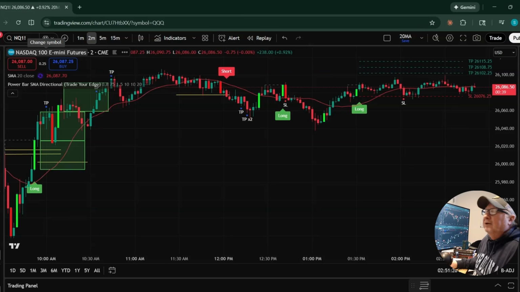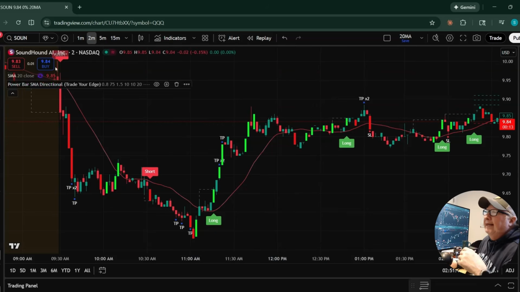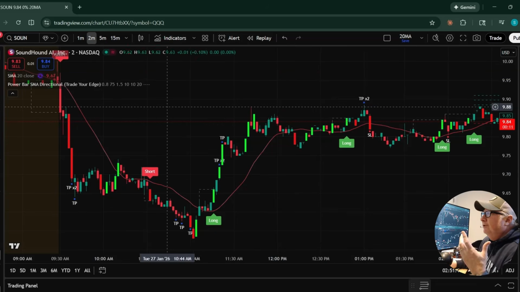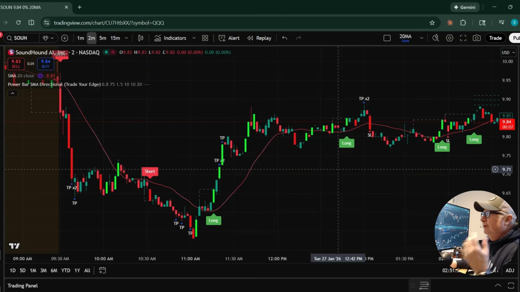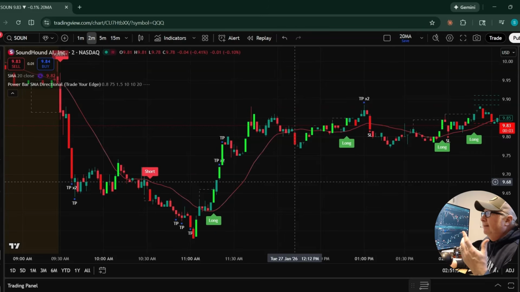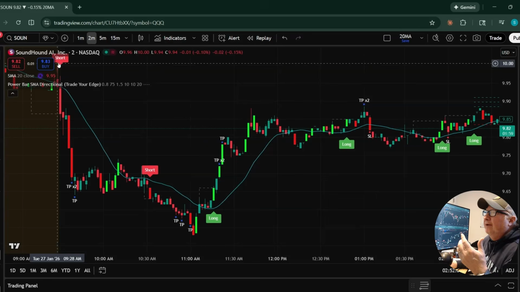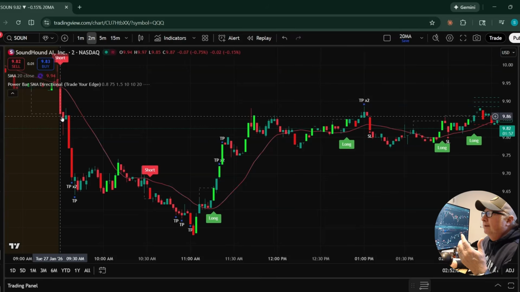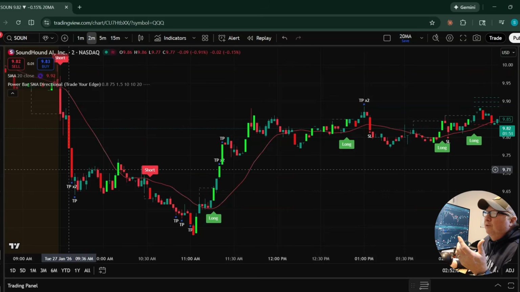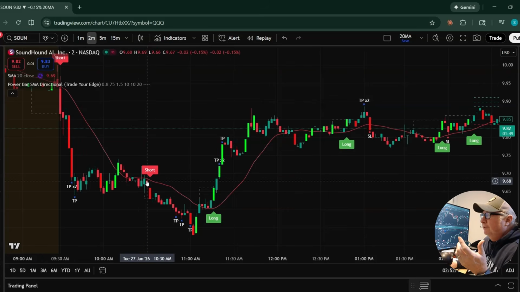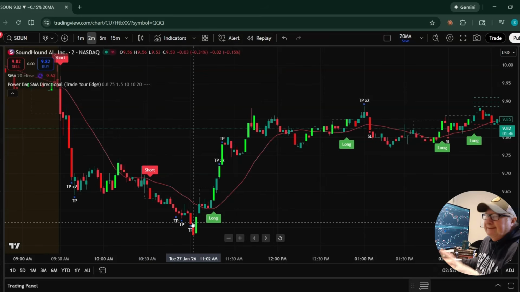The next stock I want to look at is one that I've been trading. It's a smaller stock, SOUN AI. If you look at SOUN, like I said, this is a much smaller stock than obviously the Q futures. It trades around $9, $10, $11. This was the indicator on SOUN this morning. A short at around 9.87, a 20-cent profit, another short with about a 10-cent profit.